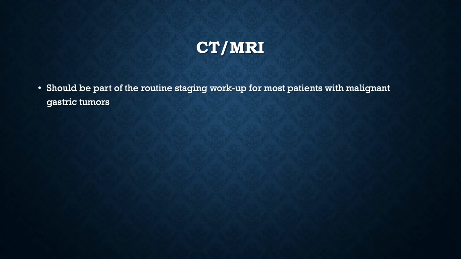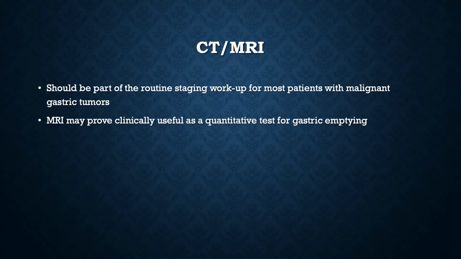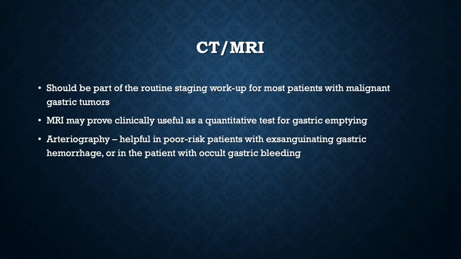A computed tomography of the abdomen or CT scan should be part of the routine staging workup for most patients with malignant gastric tumors. Magnetic resonance imaging may also prove clinically useful as a quantitative test for gastric emptying. Arteriography is helpful in poor risk patients with exsanguinating gastric hemorrhage or in the patient with occult gastric bleeding.